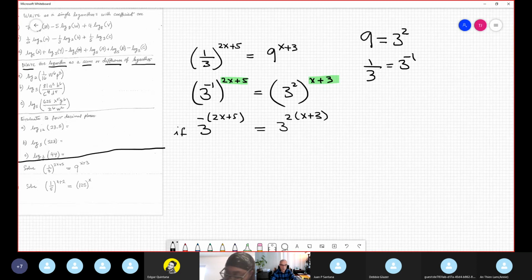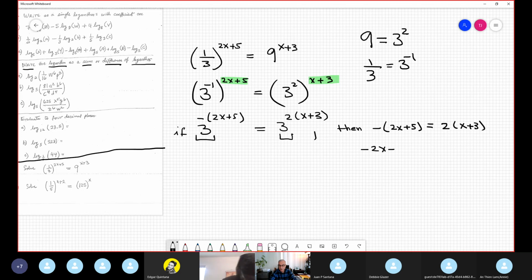Crucial moment. If we have two exponentials and the base is the same, it's because the exponent is the same, and you copy: minus (2x plus 5) is equal to (x plus 3). And magically, we convert the exponential equation to a linear equation. I apply distributive: minus 2x minus 5 equals 2x plus 6. Minus 5 stays here, the 6 I move to the left, 2x stays, and plus 2x I move to the right. It's -11 equals 4x, divided by 4 both sides, because my goal is to solve for x. The final answer is -11 over 4 equals x.